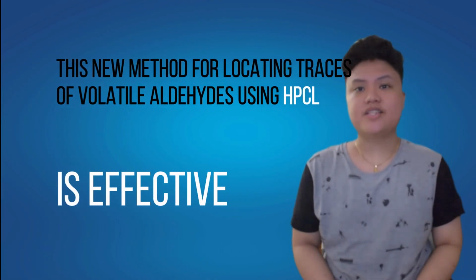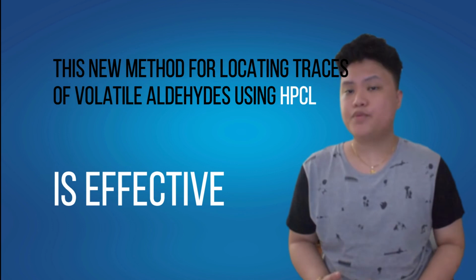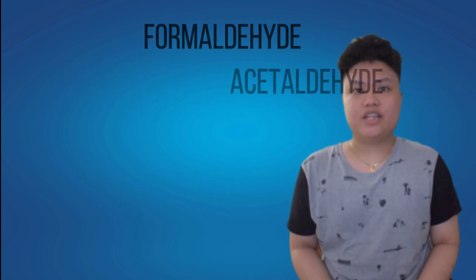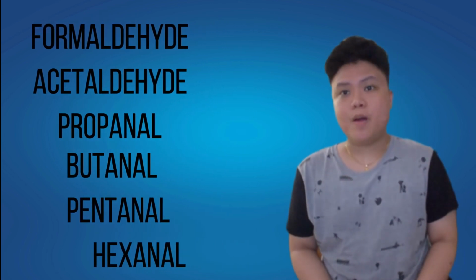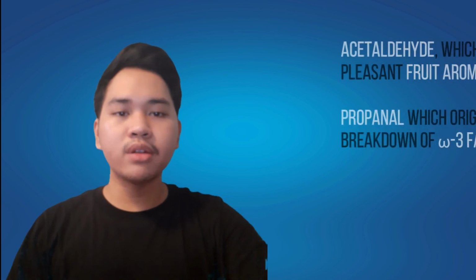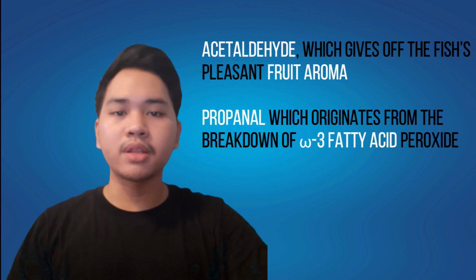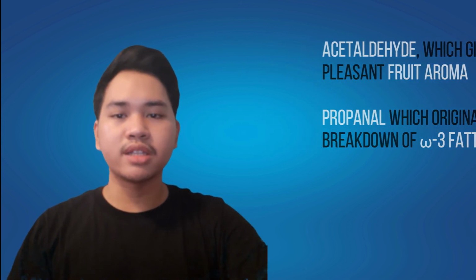This new method for locating traces of volatile aldehydes with the use of high-performance liquid chromatography in the form of 2,4-dinitrophenylhydrazone derivatives has proved to be effective. This new method worked as it should by detecting formaldehyde, acetaldehyde, propanal, butanal, pentanal, and hexanal in the experiment. Acetaldehyde, which gives off the fish's pleasant fruit aroma, and propanal, which originates from the breakdown of omega-3 fatty acid peroxide, are the most abundant carbonyl compounds found in the study.